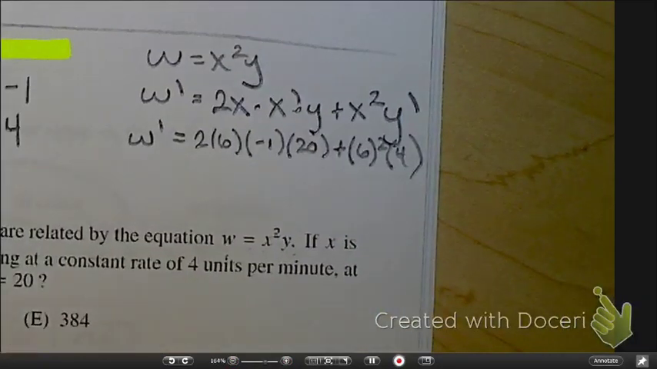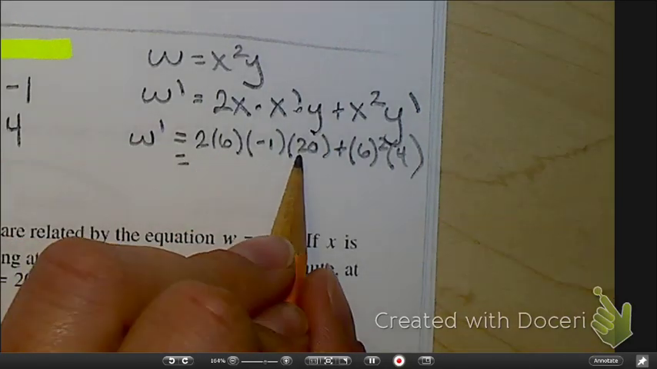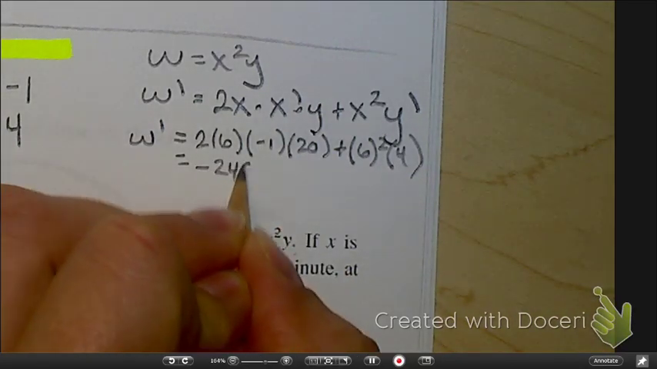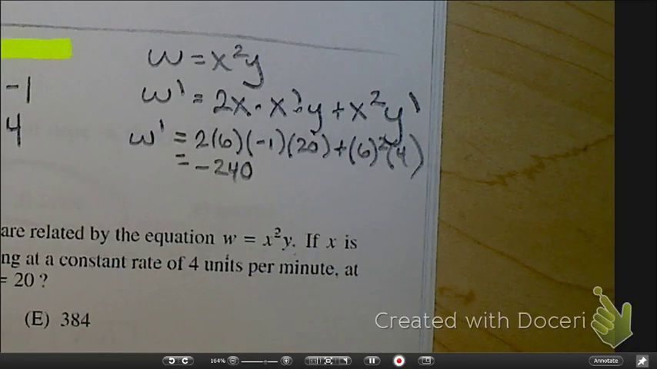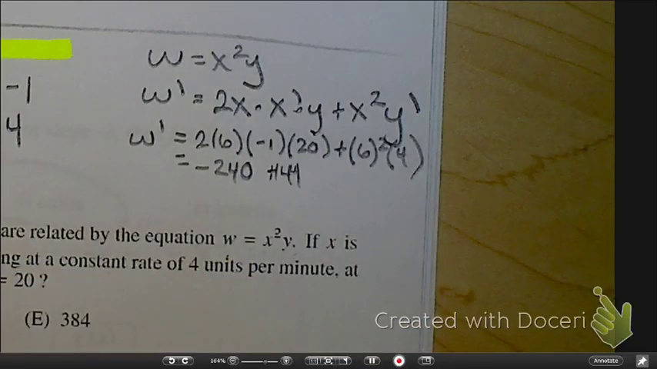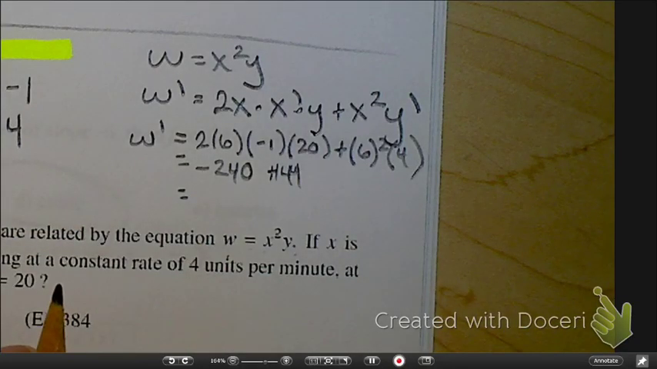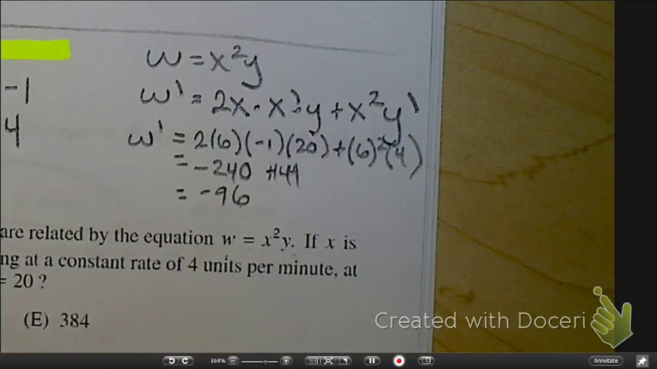If we go forward and multiply all that out, 2 times 6 is 12. 12 times 20 is 240. And then 240 times -1 is -240. 6 squared is 36. 36 times 4 is 144. So that's plus 144. And last but not least, -240 plus 144 is -96. Answer choice C.